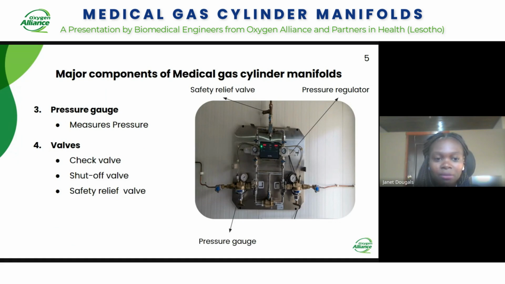We also have the pressure gauge, which measures the pressure and is used in monitoring the pressures within the system. You can see how much pressure you're getting from the point of the manifold to the end users, which is from the pipeline to the endpoints, the patient outlets. In the presentation here, you can see a demonstration of what the pressure regulators look like.